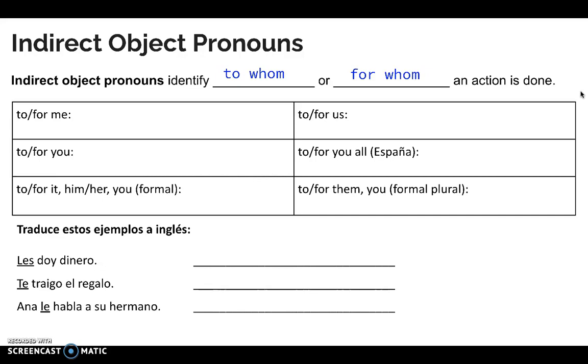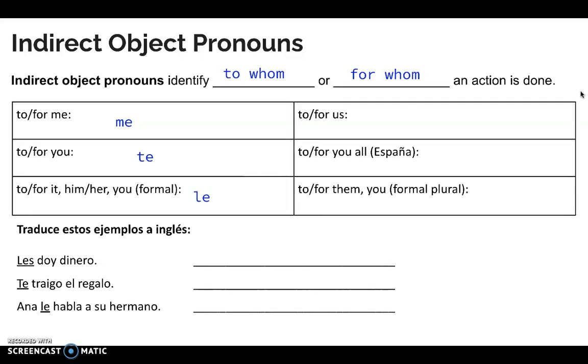So here we still have the same pronouns for me and te, for me and you. It is the third person category where people get confused. So it's to or for it, him, her, or you formal would be le.